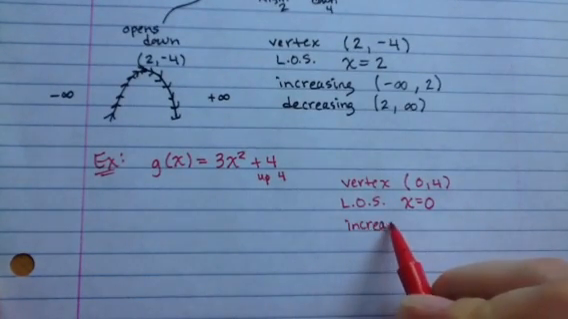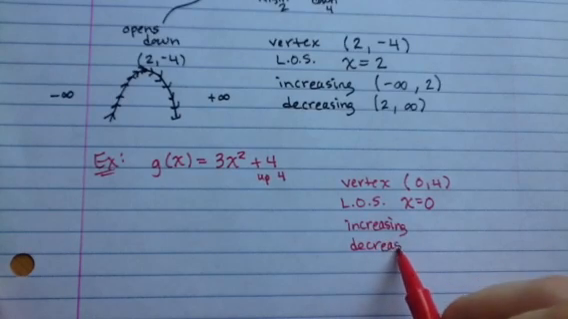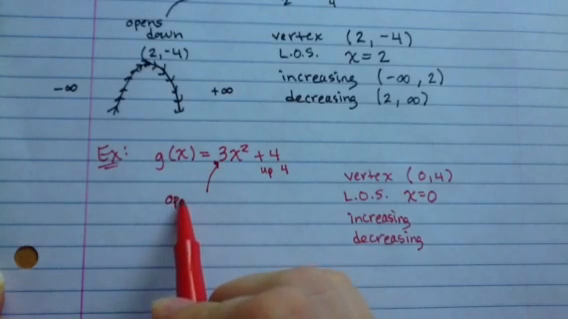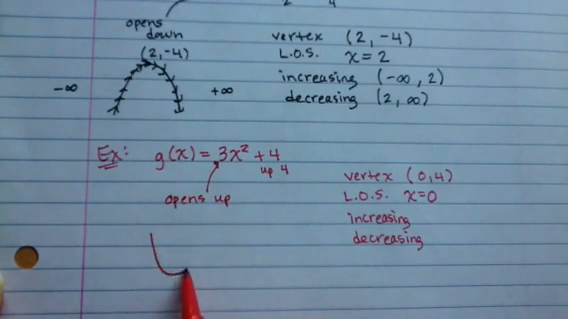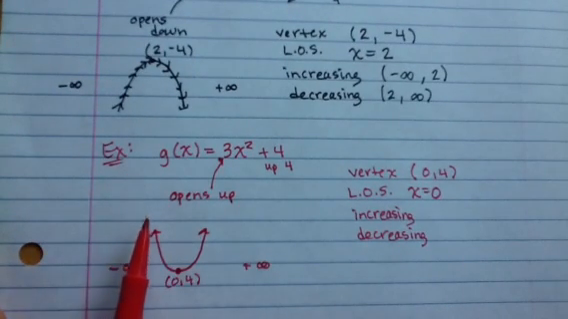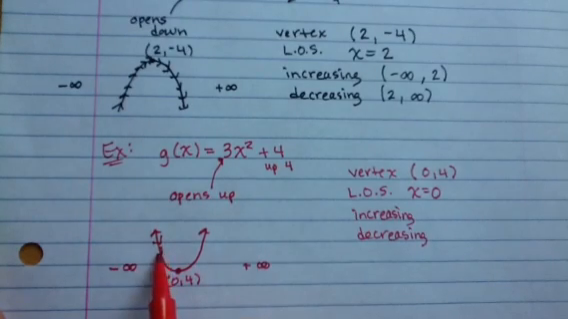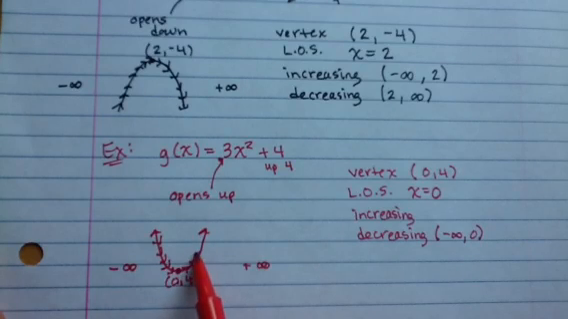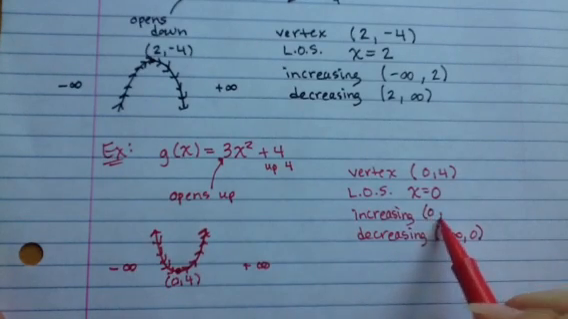And let's look at where it's increasing and where it's decreasing. This parabola opens up, since that is a positive leading coefficient, so the graph is just roughly a parabola like that. And as I go from negative infinity to positive infinity, with my vertex labeled at 0, 4, I'm going to go left to right. As I move left to right, from negative infinity, that parabola is going down or decreasing. So it's decreasing from negative infinity to 0. And then at the x value of 0, it starts to increase again. So it is increasing from 0 to positive infinity.